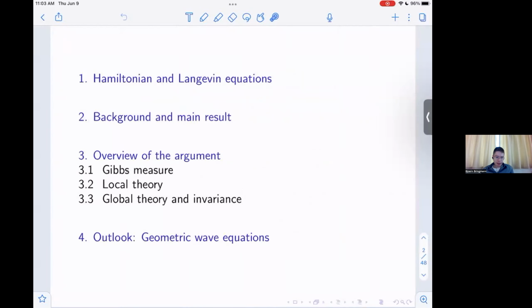So let's take a quick look at what we've planned for today. Because this is a mixed audience, I'll start with about 10 minutes on Hamiltonian ODEs and Langevin equations. This will be a rather slow-paced introduction, and it allows me to introduce some of the concepts in a simpler setting. Then I'll get to the background and our main result. In the remainder of this talk, I'll give you an overview of the proof. At the very end, if I have time, I'll give you a little bit of an outlook on the geometric setting, but I might not have time for this. Let's see how it goes.